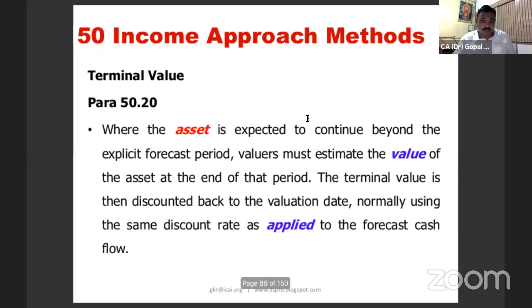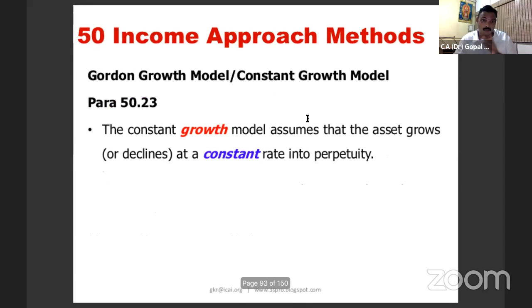And I'll just close my discussion with terminal value. And this is one place I want to share that IVS is very, very poor here. In one line they finished it. How do you value terminal value? Gordon growth model, DGM: terminal value is equal to D1 divided by KE minus growth rate. This is the formula.